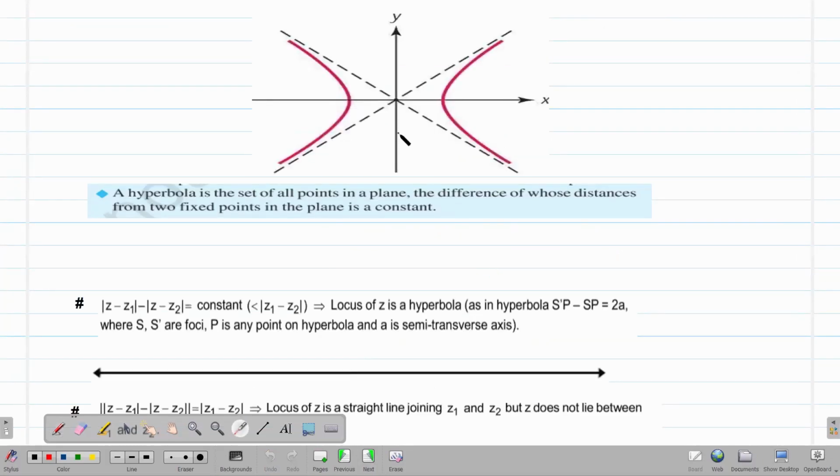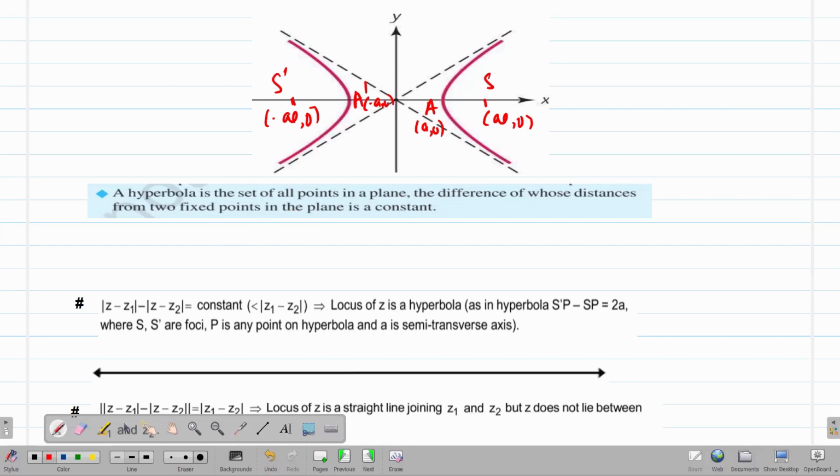This is a hyperbola, where this point is a vertex, that is (a, 0), and this is another vertex, that is (-a, 0). Here these are my foci: one focus is (ae, 0) and S' is the other focus (-ae, 0). According to the definition, a hyperbola is the set of all points in a plane, the difference of whose distances from two fixed points in the plane is a constant.